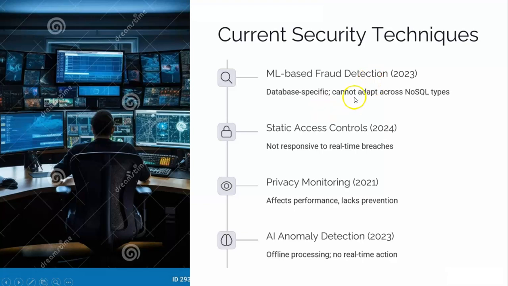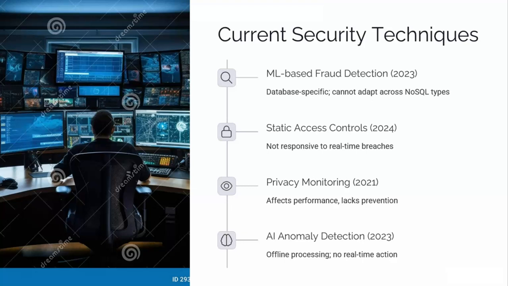ML-based fraud detection, which is database specific, as I have said. There is no response to real-time breaches because the AI anomaly techniques also take the data in the form of batches. Privacy monitoring: if we try to increase the security of the system, then it affects the performance. And AI anomaly detection, which takes offline processing.